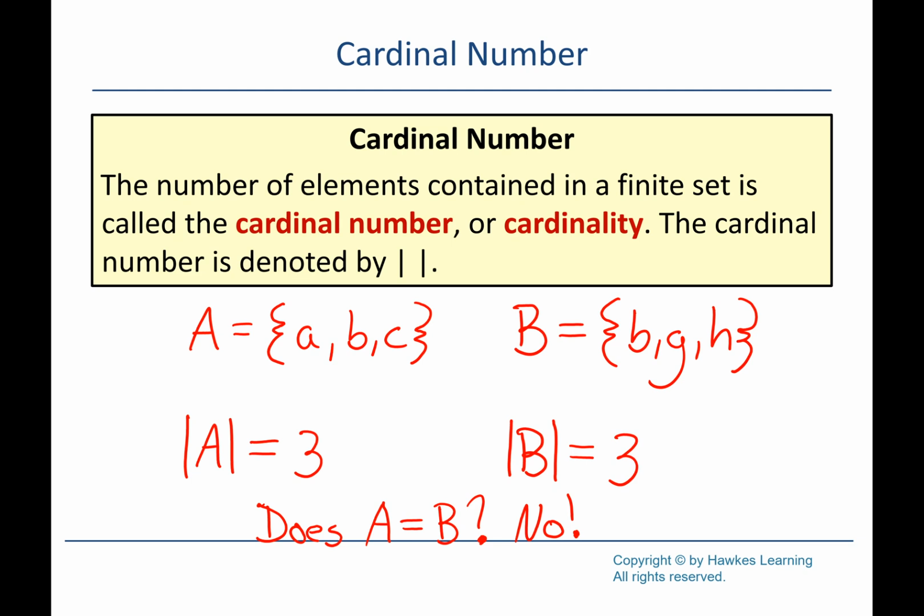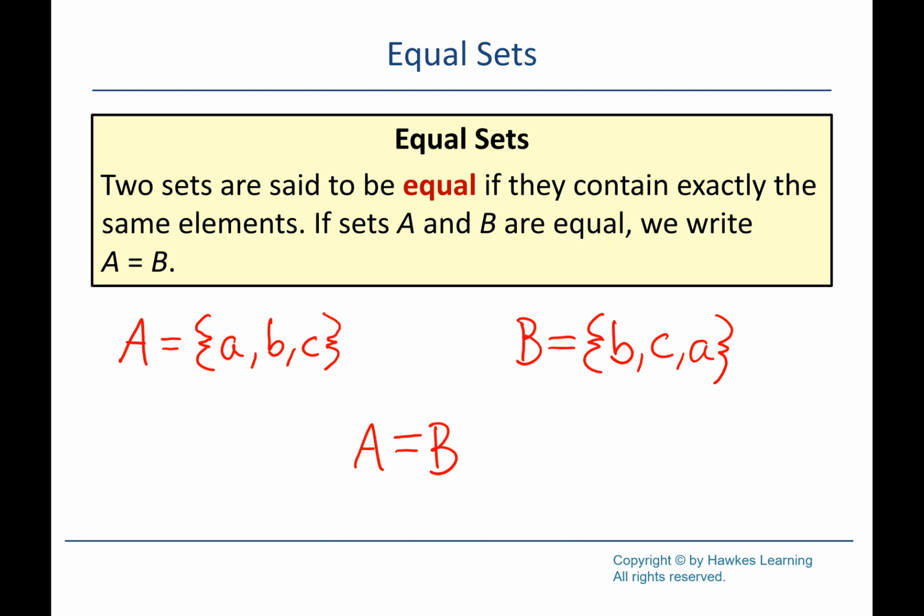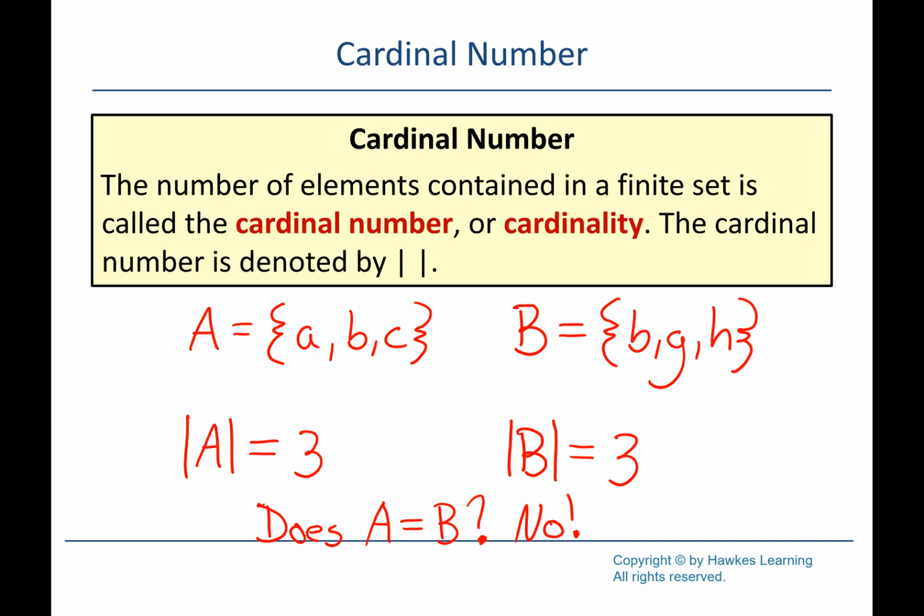Then I've got an extra little question down there. Does set A equal set B? No, it doesn't. Why not? Remember our definition of being equal? They're not equal because we have to have exactly the same elements to be equal, but on this one they're not exactly the same. This one's got A, B, C, this one's got B, G, H. So these are not equal, but their cardinal numbers are the same. They have the same cardinality, you can say that. Questions on cardinal number?